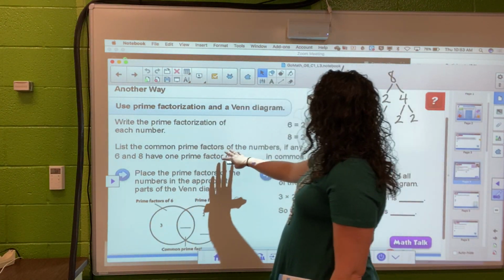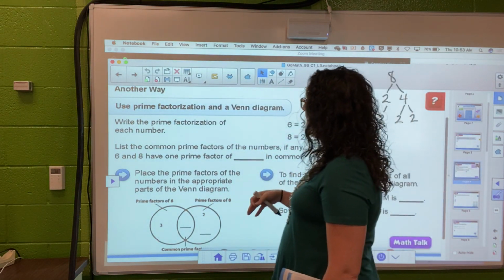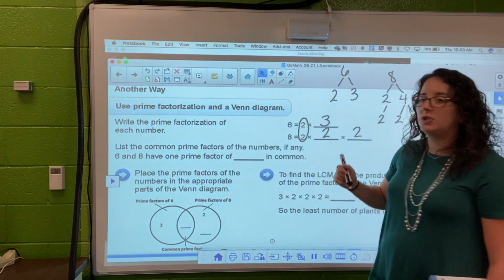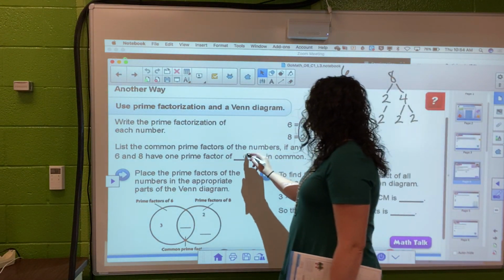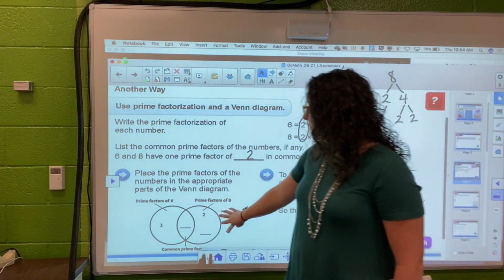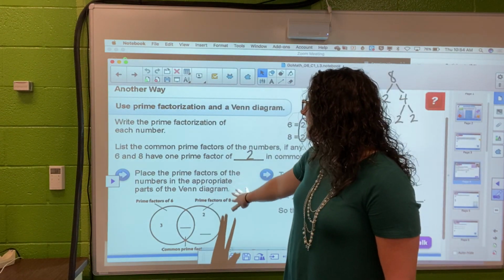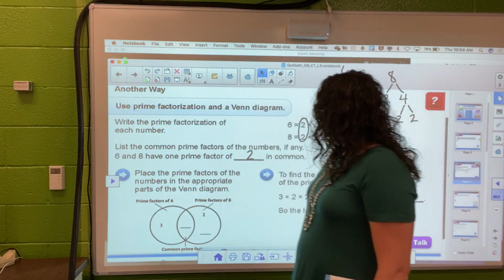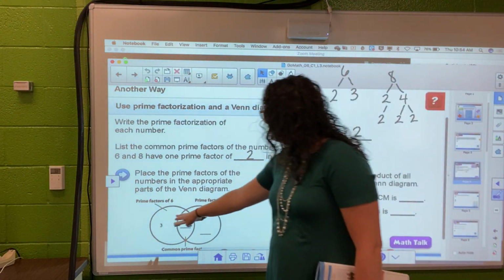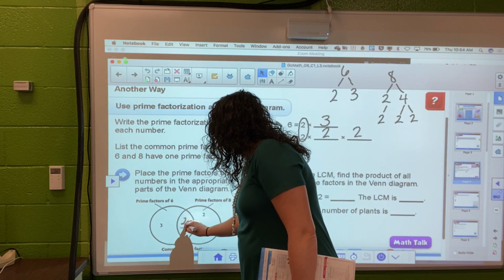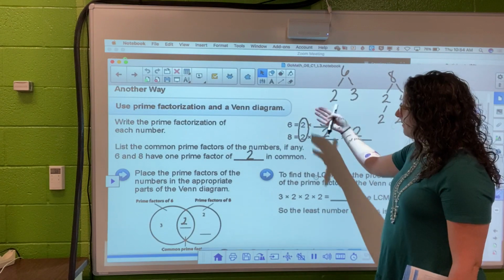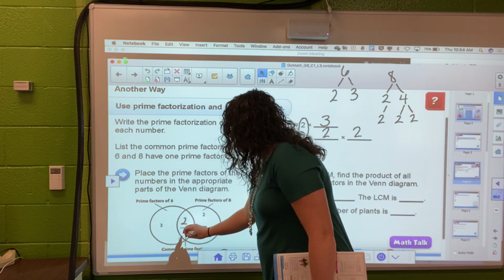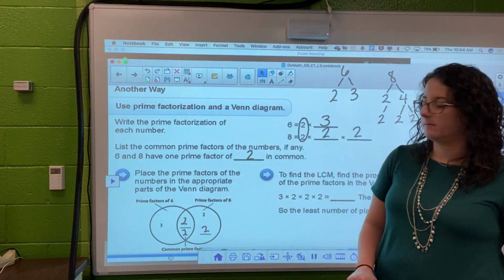Then it says list the common prime factors of the numbers, if any. So if you'll notice, in both 6 and 8, they have the number 2 in common. So we would put a 2 here. Down here in your Venn diagram, place the prime factors of the numbers in the appropriate parts of the Venn diagram. So our prime factors of 6, we have 3, and then we also have 2, which is what they have in common. Our prime factors of 8, we have 2, 2, and another 2, which is what they still have in common.